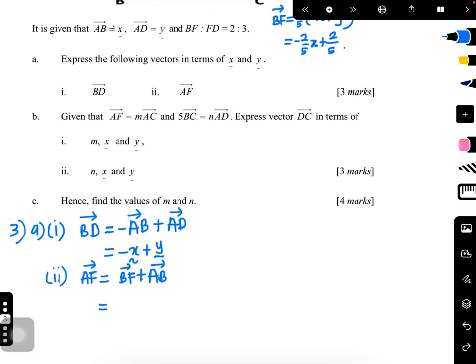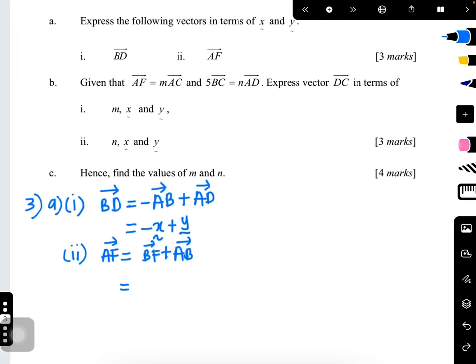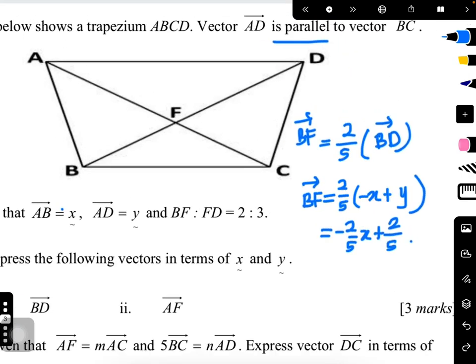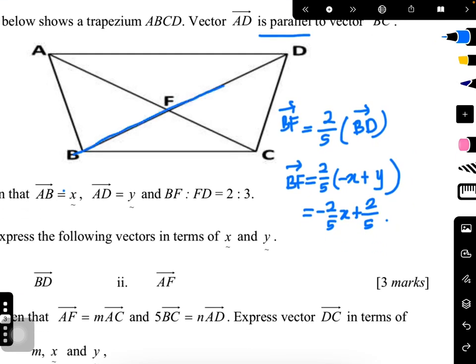First, we need to find, expressing the following vectors in terms of x and y. So we need to use the values of the vectors given. Vector BD equal to, okay, how can we find vector BD? We have many ways, but for this question only AB and AD were given, so we need to use both of these lines.